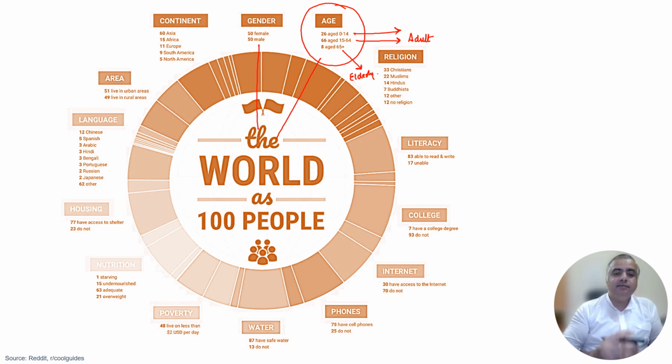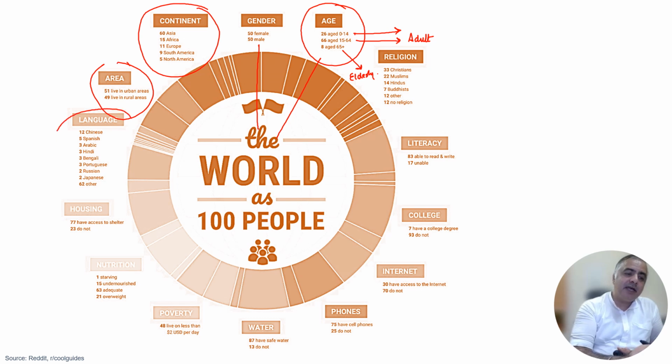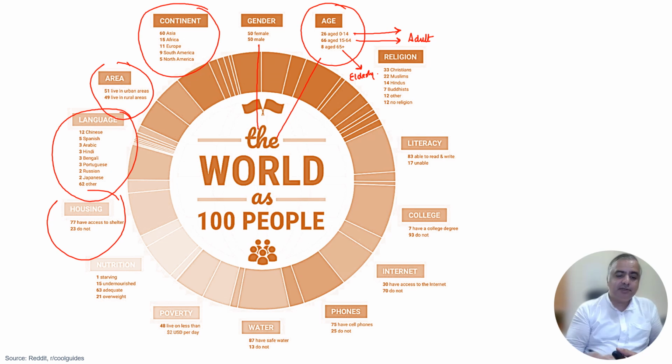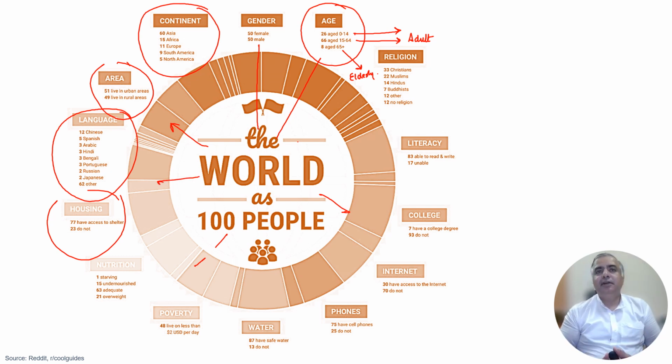Likewise, gender. Of course, there are other genders as concepts as well, but this image currently talks about male and female as the only genders. So it is even a representational error as the world is moving. In terms of continents, which is regions of our spread, in terms of area, in terms of languages, in terms of housing, there are so many dimensions in which the world can cluster its people to understand the whole demographic range better.